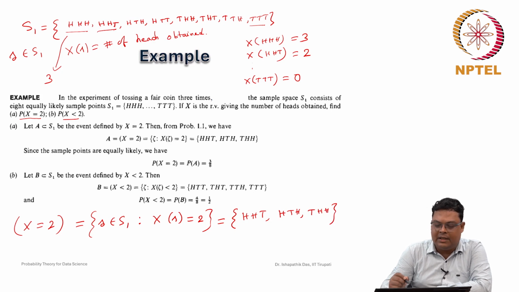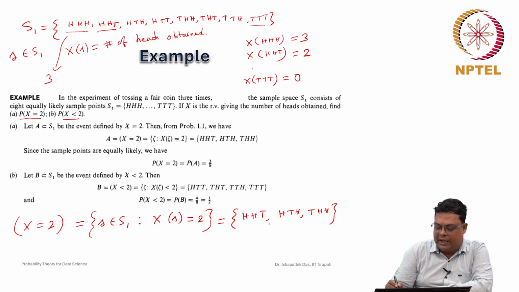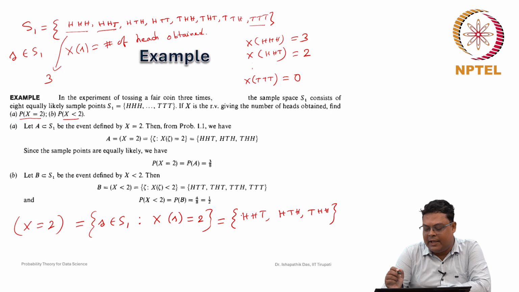Anything else? If you consider HHH, this is nothing but 3 heads, so x of that point is equal to 3, and it will not satisfy this relationship. For any other case, such as HTT, THT, TTH, there is only one head, and for TTT it is 0. So, that is why only 3 points satisfy it.